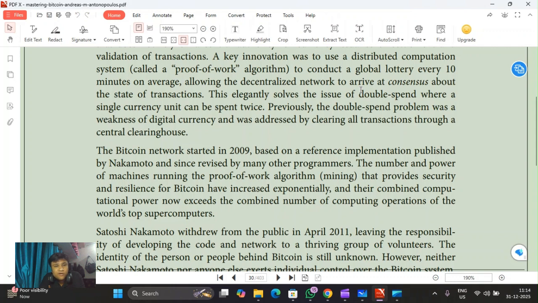Previously, the double spend problem was a weakness of digital currency and was addressed by clearing all transactions through a centralized clearing house. The Bitcoin network started in 2009 on the reference implementation published by Nakamoto, since revised by many other programmers. The power of the proof of work algorithm mining, which provides security and resilience to Bitcoin, has increased exponentially with compound computation power.